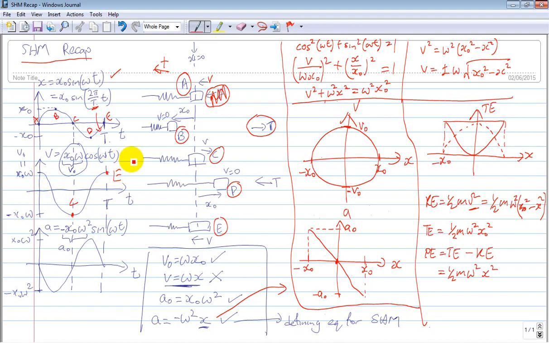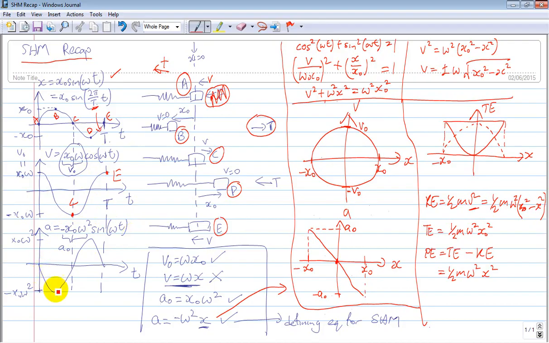Okay, I can differentiate one more time. You should know what to do by now. When you differentiate cosine omega t, you get negative omega sine omega t. So the negative, I leave it here. The omega that comes out of differentiating cosine omega t will multiply into this omega here, giving me omega squared. So I get a equals minus omega squared x naught sine omega t.